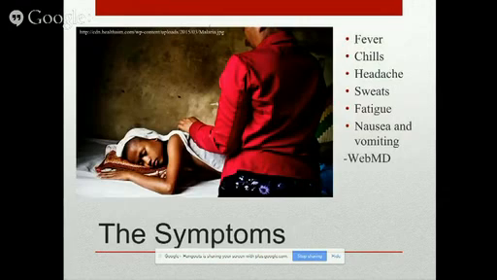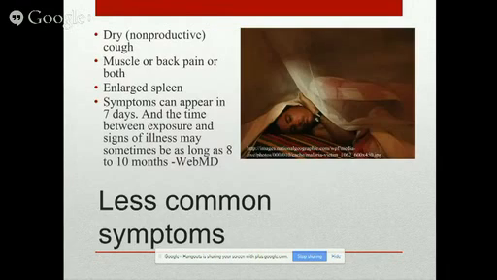We would talk about the symptoms. There's fever, chills, headache, sweats, fatigue, nausea, and vomiting. This is according to WebMD. Some of the less common symptoms are a dry, non-productive cough, muscle or back pain, or both, and an enlarged spleen. Symptoms can appear in 7 days, and the time between exposure and illness may sometimes be as long as 8 to 10 months.